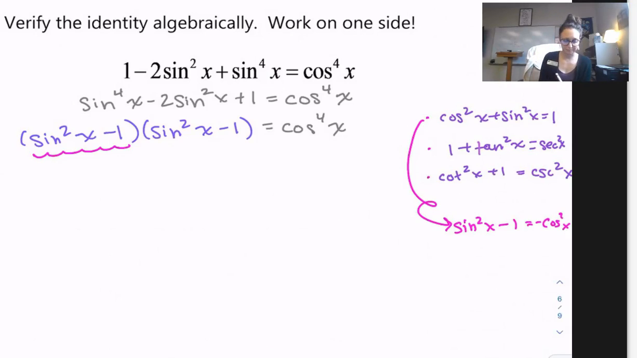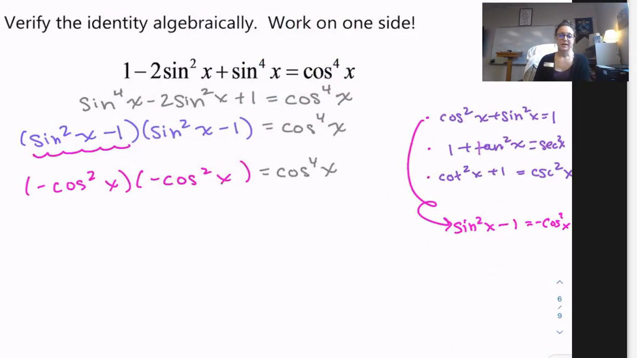So now I can replace both of these guys with a negative cosine squared x. And now we're almost there, right? A negative times a negative is going to be a positive, and then cosine squared times itself is indeed going to be cosine to the 4th. And now we have that the two sides are equal, so we are done.